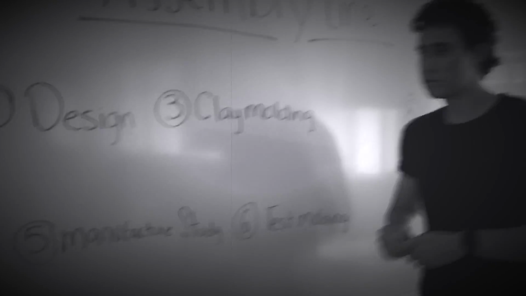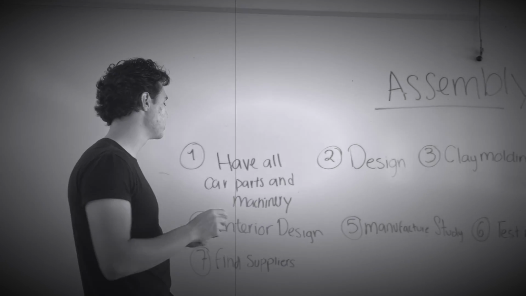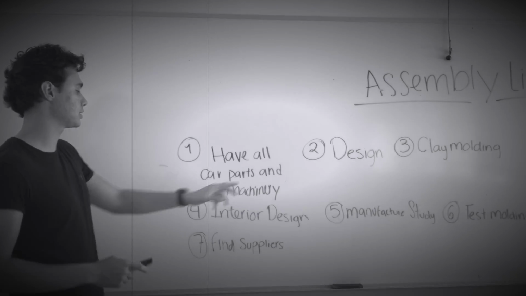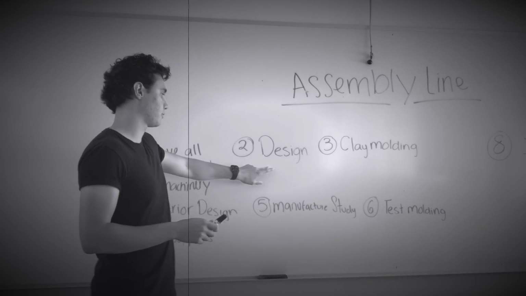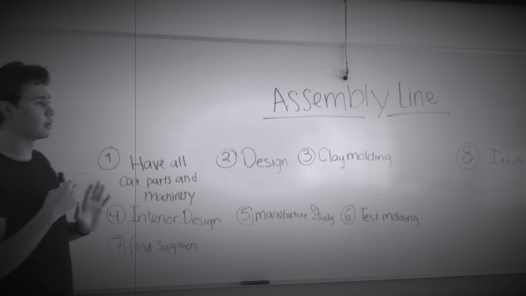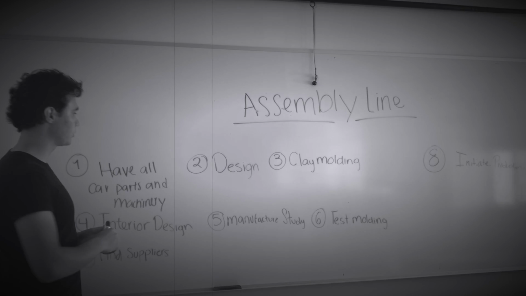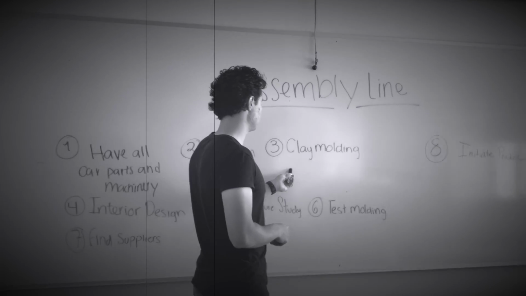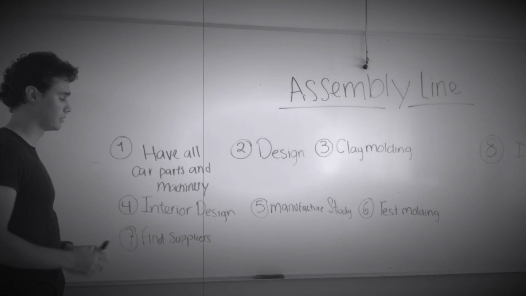So, first of all, we have to know how to make a car. Basically, we start with having all the car parts and the machinery that we are going to use. Next, well, the design, that's not our task, it's more from the designers. Then we have to make clay molding and the interior design.